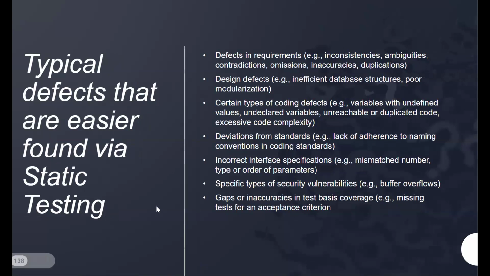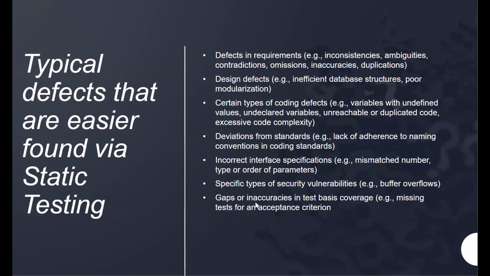So the defects you'll find will be inconsistency, ambiguity. I've talked about it: contradictions, omissions, inaccuracies, duplication when you're going through the document. Then you might even find design defects. You can also find deviations from standards, incorrect interface specification, and specific types of security vulnerabilities.